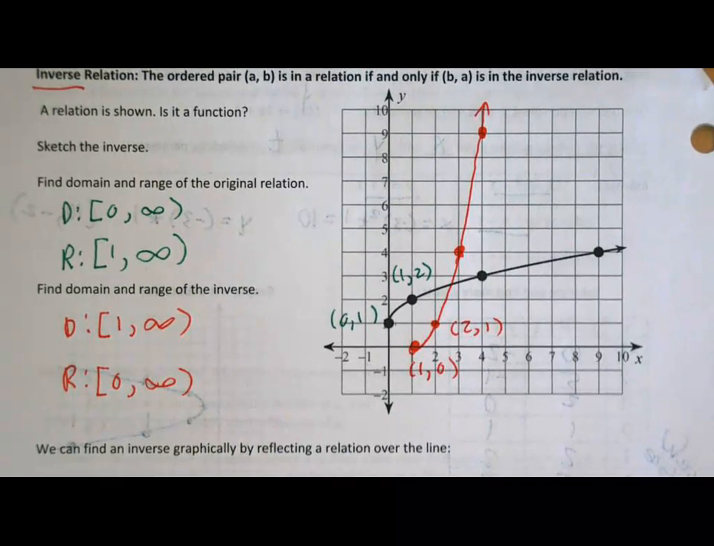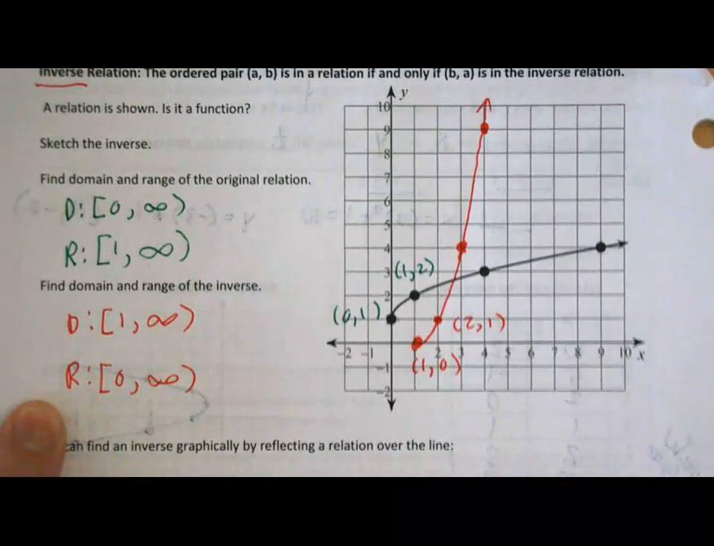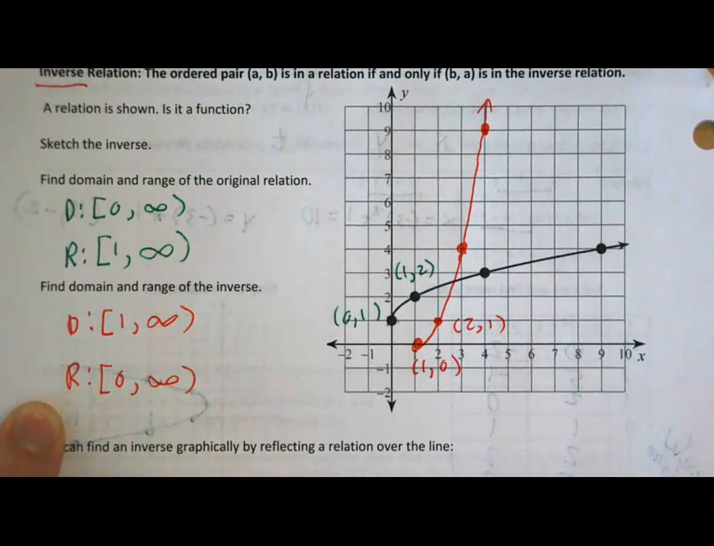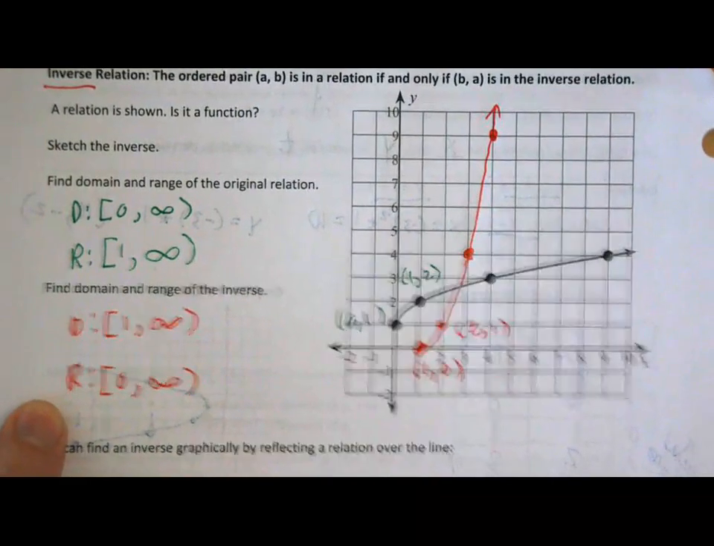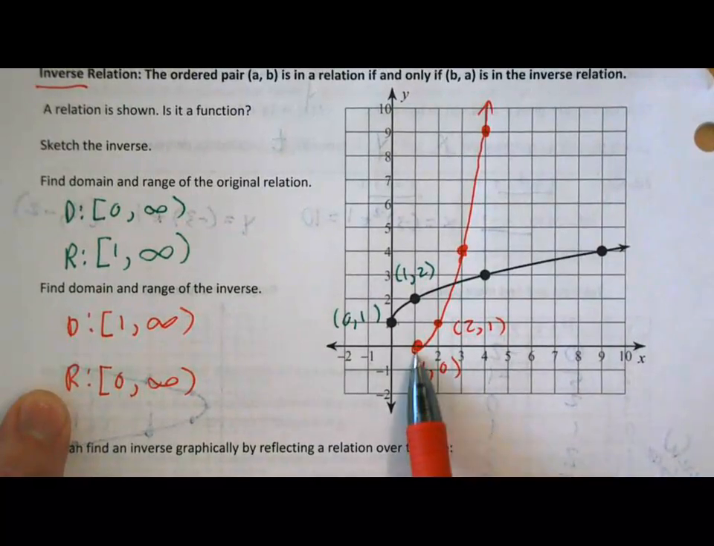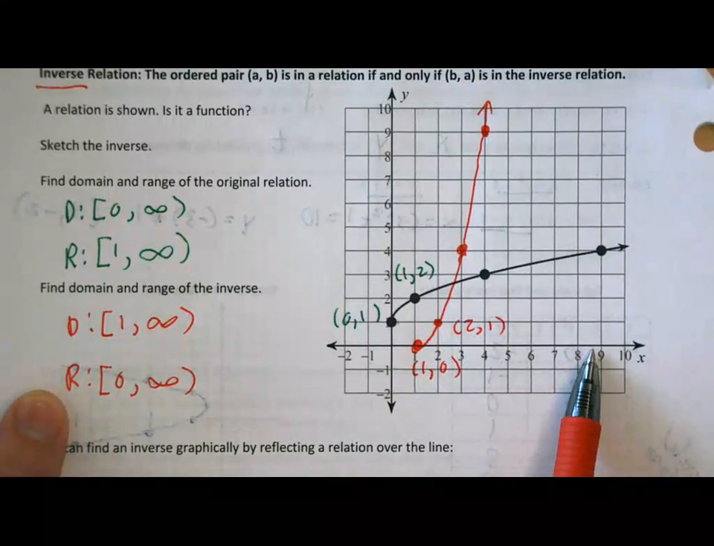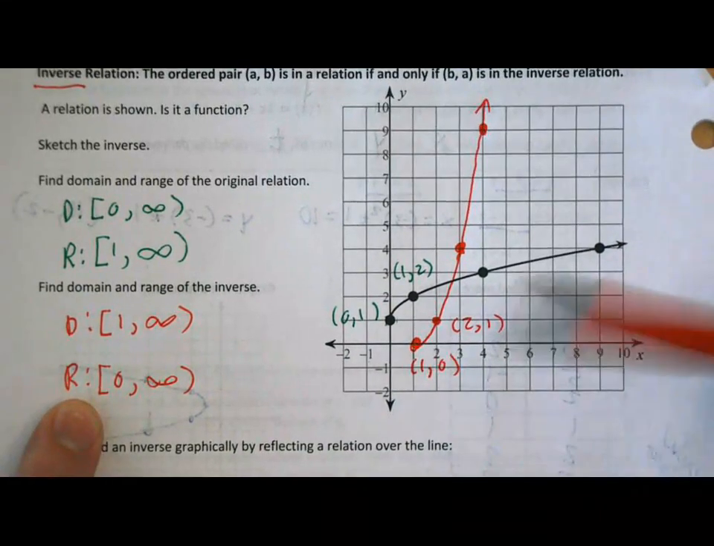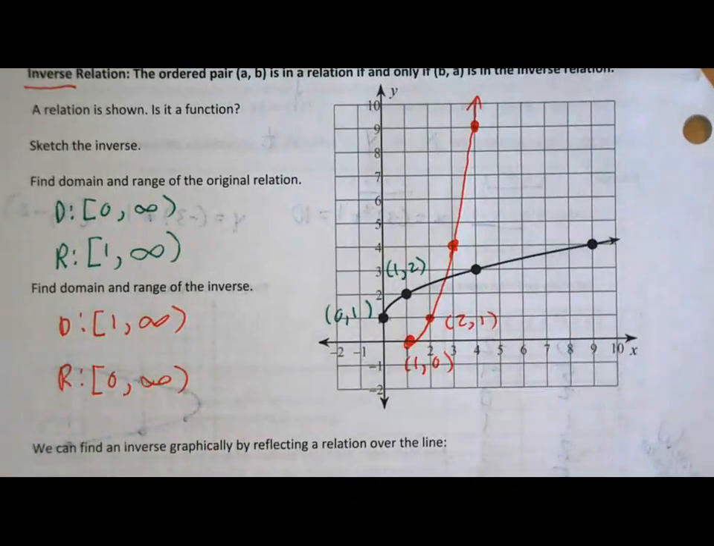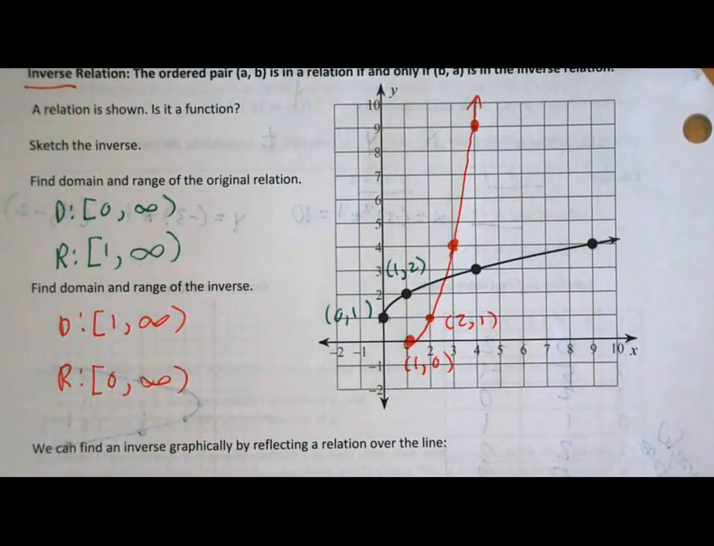How do we do on our prediction about domain and range for the inverse? Does that match what you're seeing on the graph? Yes. The domain is starting at 1 and going off to the right, includes all the positive numbers after 1. And the range is starting at 0 and going up. Totally works.